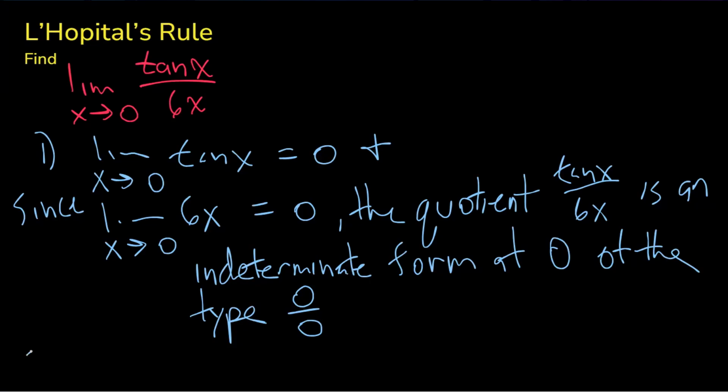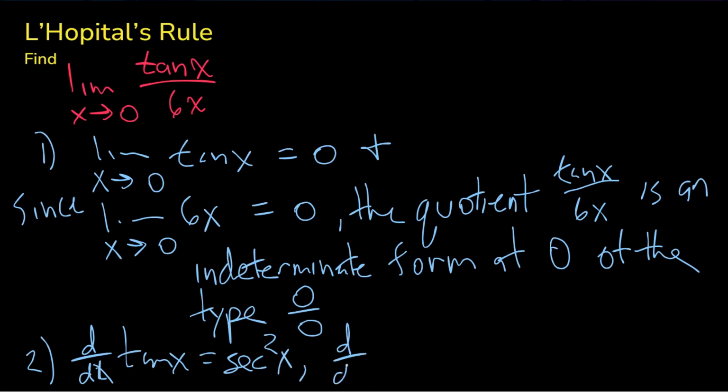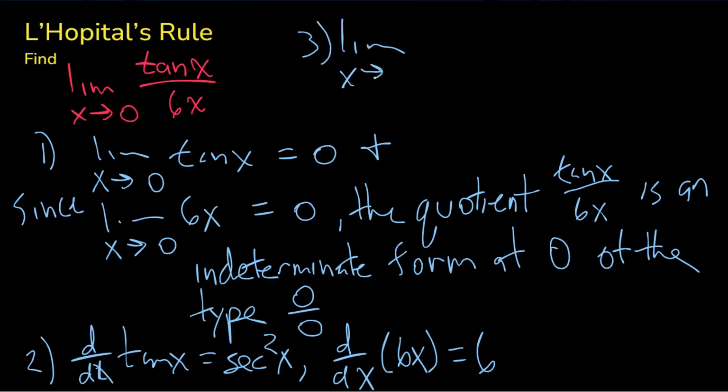The second step is you take the derivative of the numerator and denominator. So the derivative of tangent is secant squared, and the derivative of 6x is 6. Then in step 3, you take the limit as x approaches 0 in this case of the derivatives, so secant squared over 6, and that equals 1/6. So that's our limit there.